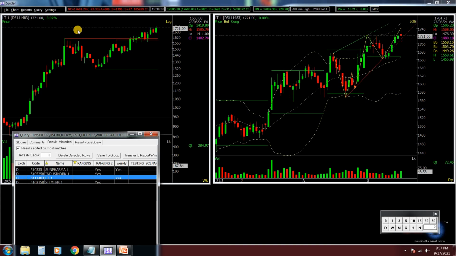L&T, 9th September closing was 1661. On 13th, on Monday, it made a lower low and successfully closed above its previous day's close. Around 2 o'clock, we can build a position. The stock has risen more than 7 to 8%.